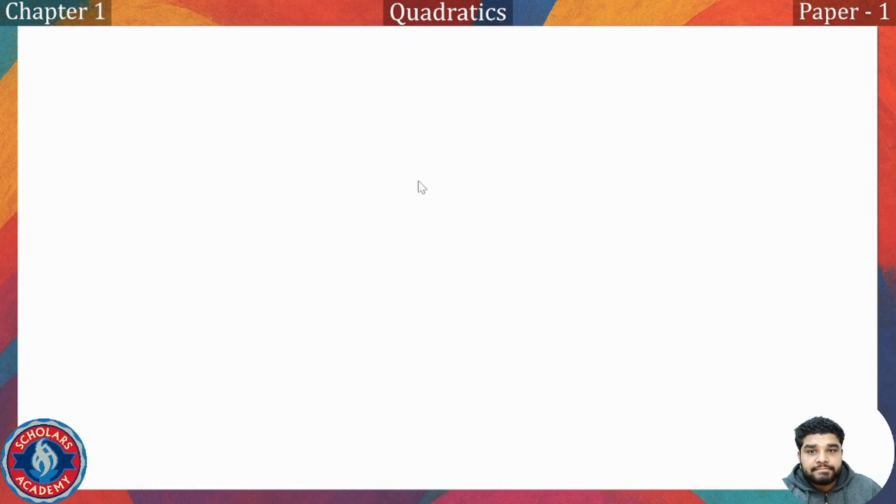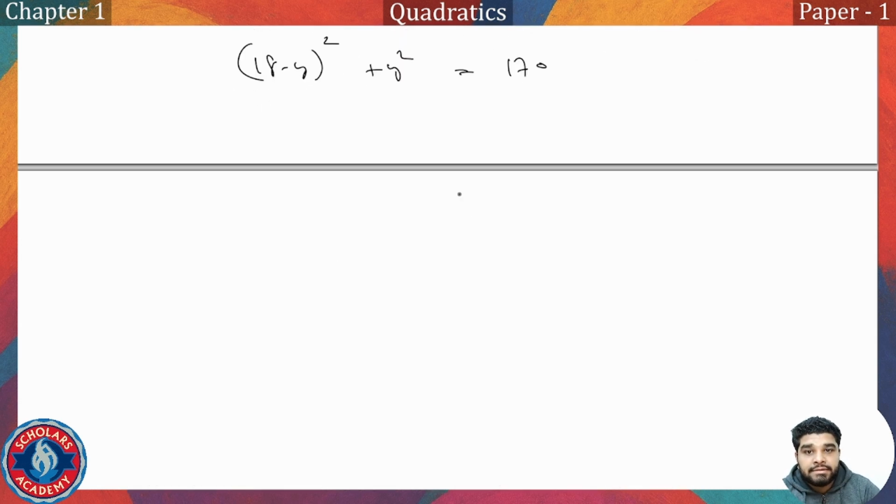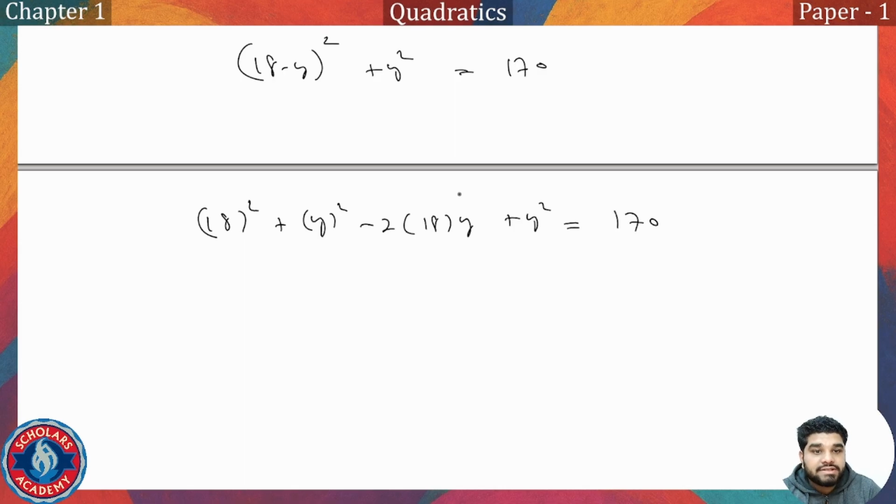Now square of 18 plus square of y, not plus, minus 2 times 18 times y, plus y square is equal to 170. Square of 18 is 324 plus y square, and minus 36y plus y square minus 170 is equal to 0.